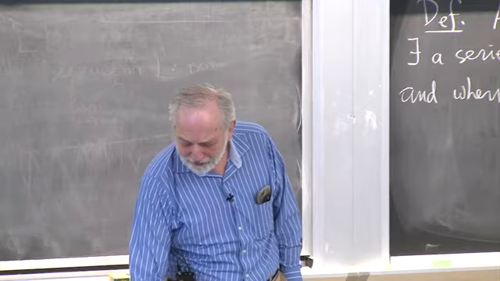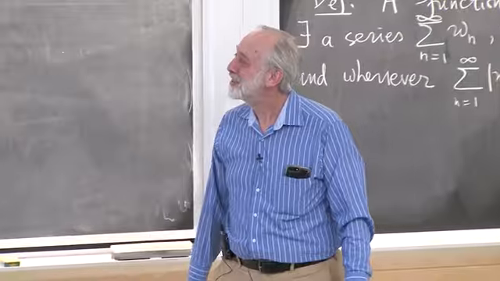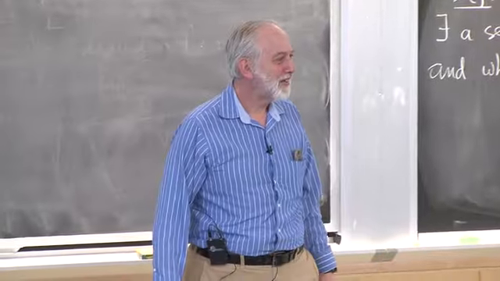In fact, if you look at age versus heart rate of the entire population, you see two very peculiar things. Here are the adults that we've been talking about, and here are the babies, and sure enough, they have higher heart rates. And then here are these 300-year-old people. You go, wow, I don't think I'm going to have a heart rate when I'm 300 years old. So who are those people?